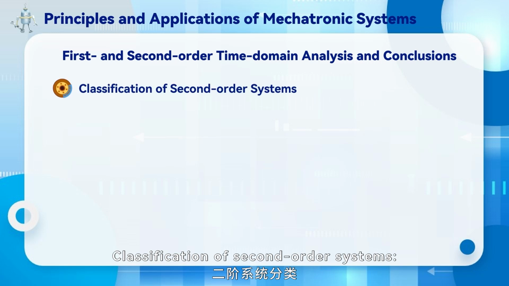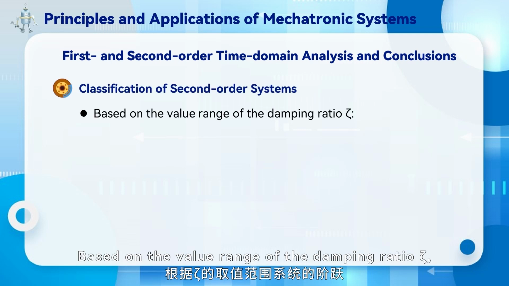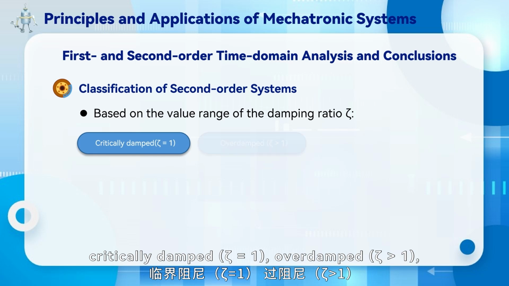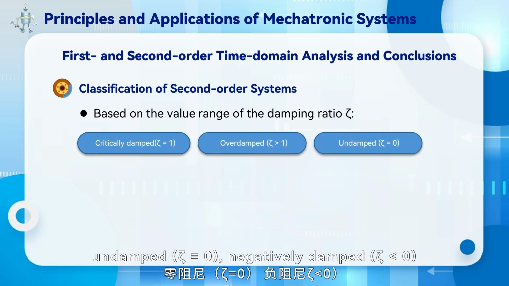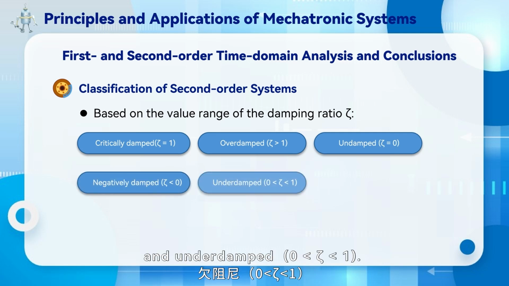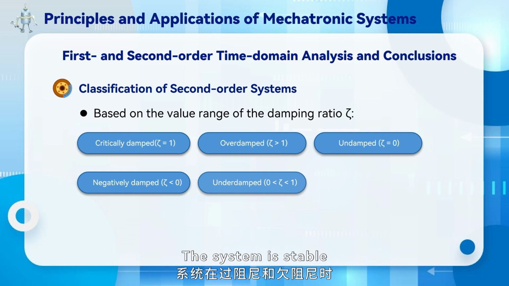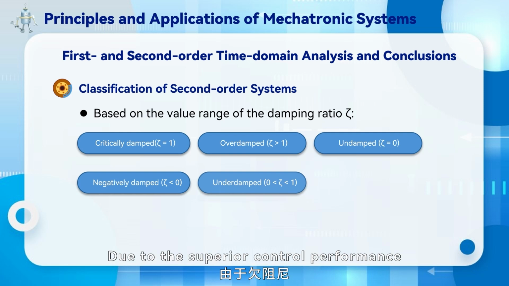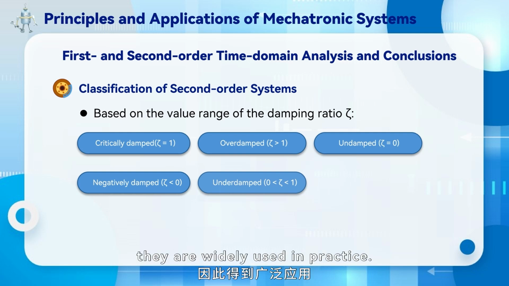Classification of second-order systems. Based on the value range of the damping ratio zeta, the step response of the system can be classified as follows. Critically damped, zeta equals 1. Overdamped, zeta is greater than 1. Undamped, zeta equals 0. Negatively damped, zeta is less than 0. And underdamped, 0 is less than zeta is less than 1. The system is stable under overdamped and underdamped conditions. Due to the superior control performance of underdamped systems, they are widely used in practice. Standard equation.